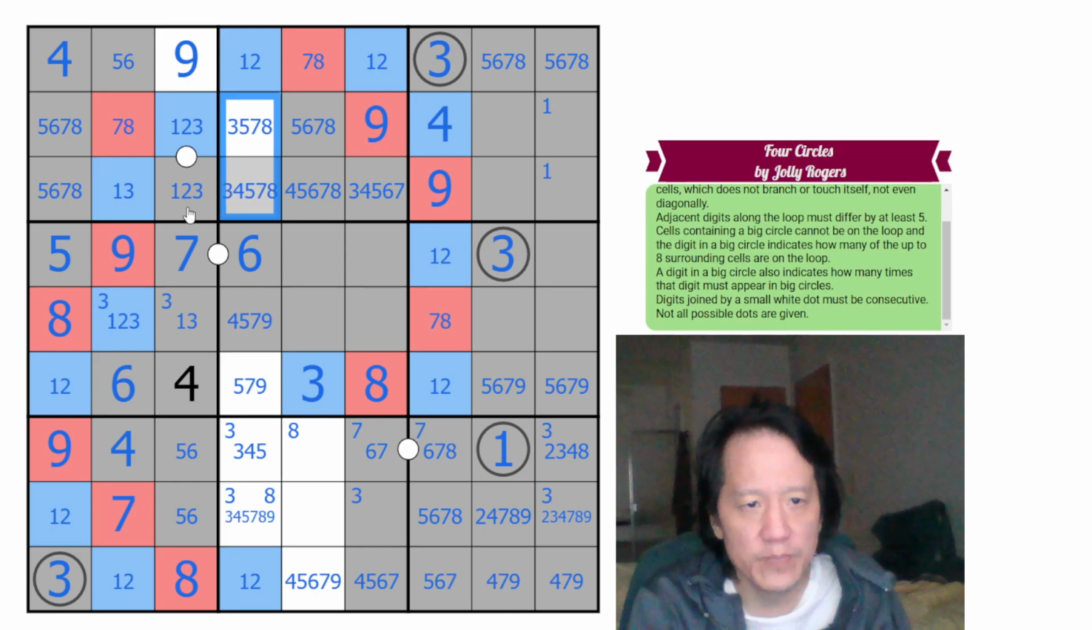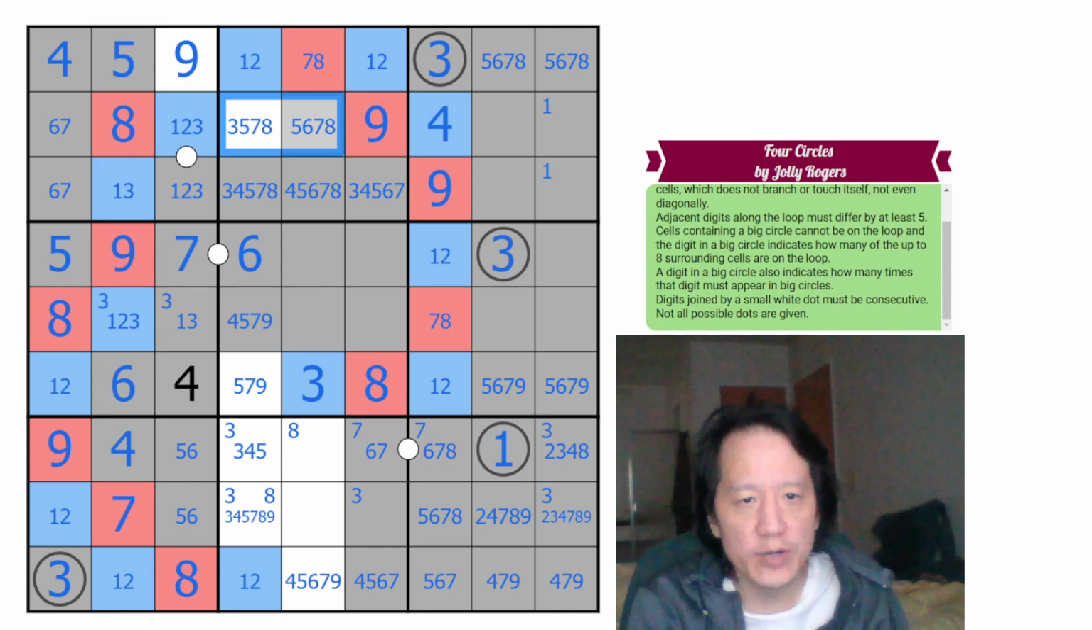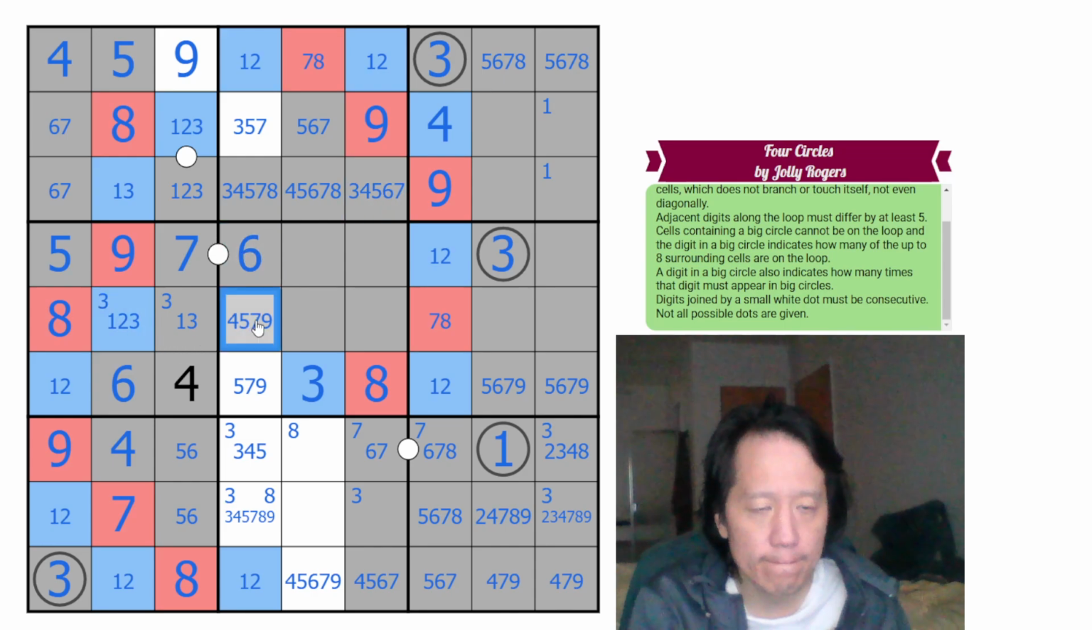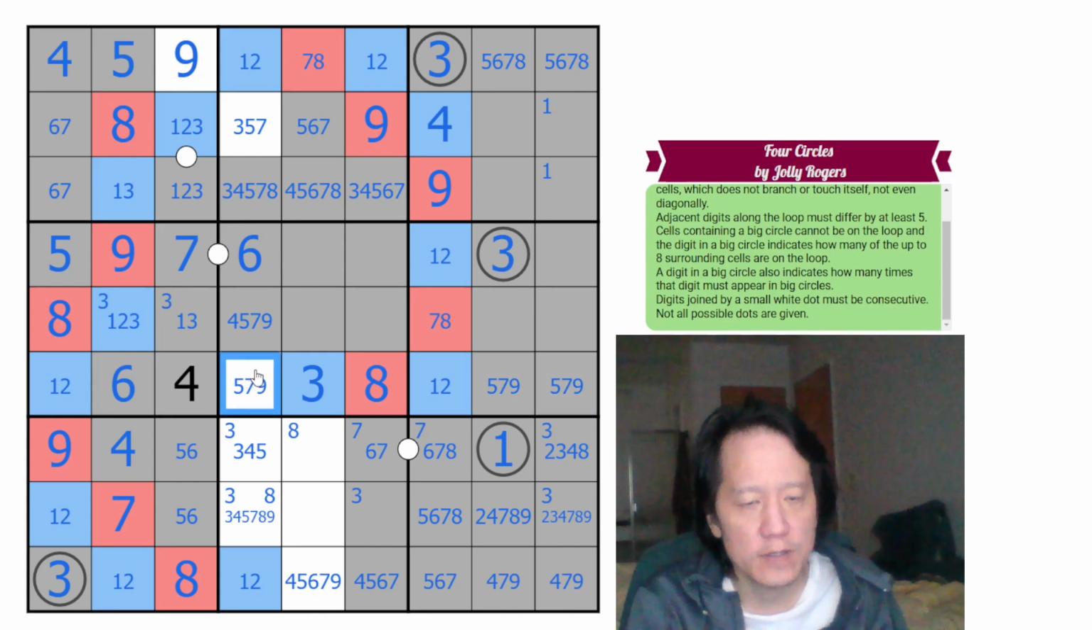This column. This can't be 5 anymore, therefore this is the 5. This can't be 8, so this is 6, 7, which forces this to be 8. Therefore, there's no 8 here. The 8 has to be one of these two. This could still be any combo. This could be any combo. This can't be 6 anymore. So 5, 7, 9, 5, 7, 9, 5, 7, 9.